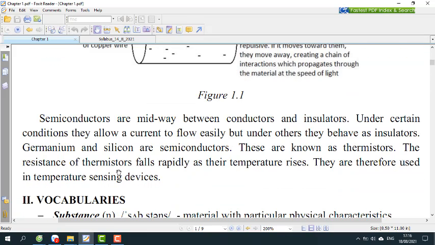Semiconductors are midway between conductors and insulators. Under certain conditions they allow a current to flow easily, but under others they behave as insulators. Germanium and silicon are semiconductors. They are known as thermistors. The resistance of thermistors falls rapidly as their temperature rises. They are therefore used in temperature sensing devices.